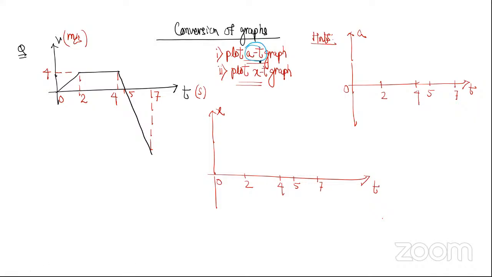How do you find acceleration from a VT graph? Yes. Slope of VT graph. Acceleration means slope of VT graph. तो चलो slope लेके plot करो.